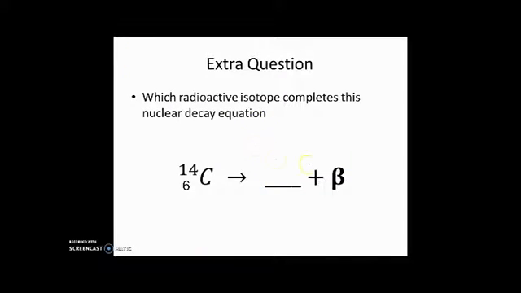Here's an extra question just to get practice. If you ever see it this way, what you'd have to do is ask, what is a beta particle? Well, that's an electron, 0, negative 1, and then you can balance it. So this would be carbon-14 decaying, 14, 7, and you look at your periodic table, and that ends up being nitrogen.